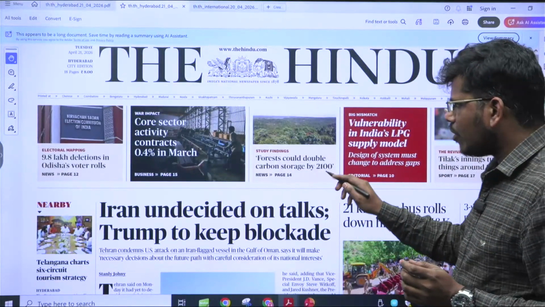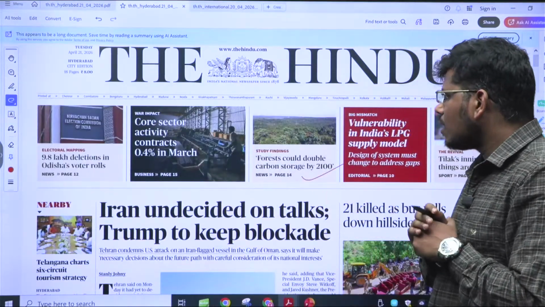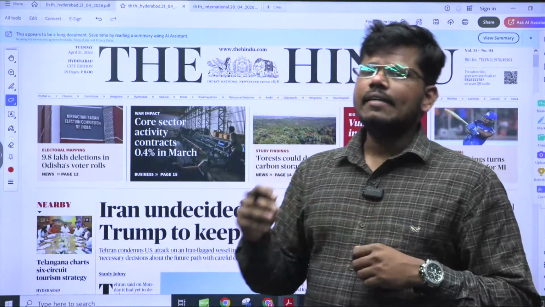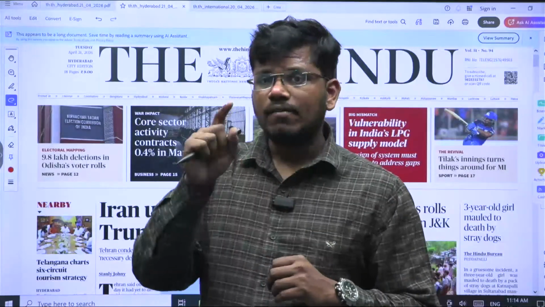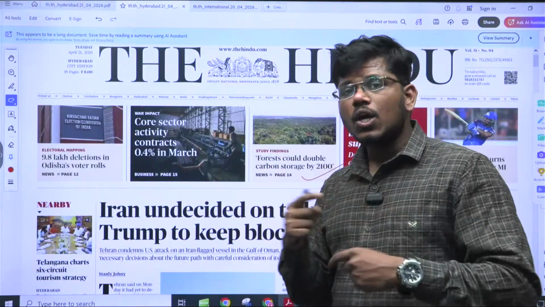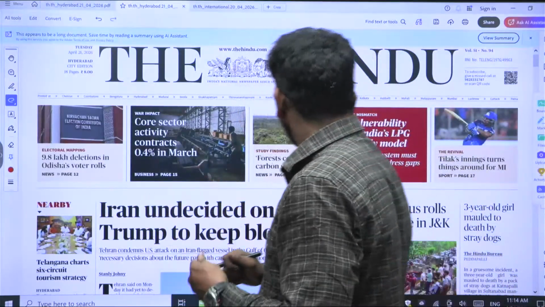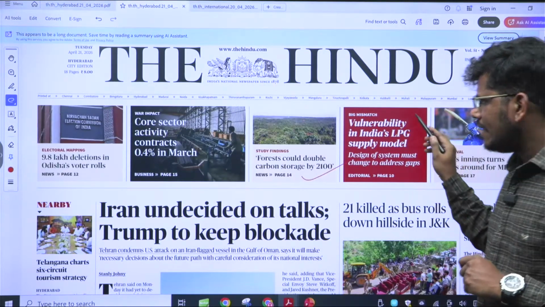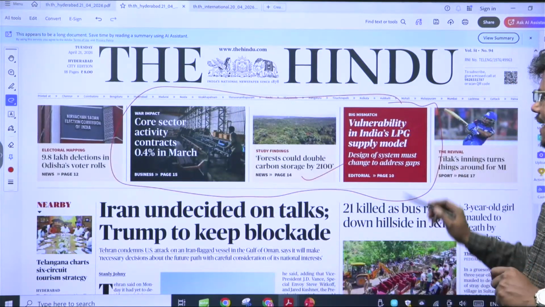The next important article is: forests could double carbon storage by 2100. So in the next 75 years or so, by 2100, the forest could double carbon storage. The forest would be able to take in more carbon. Next, vulnerability in India's LPG supply model. We'll discuss all these three especially today.